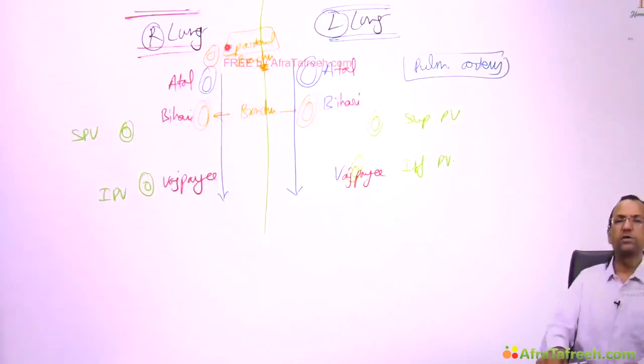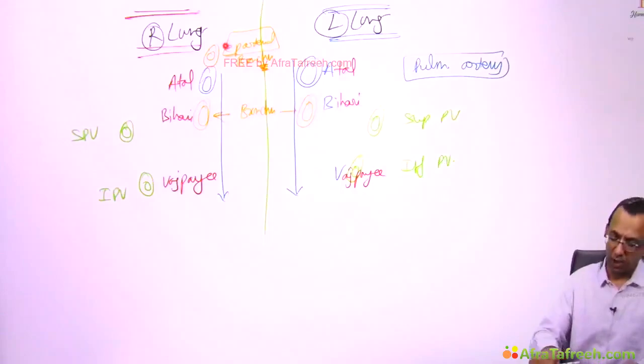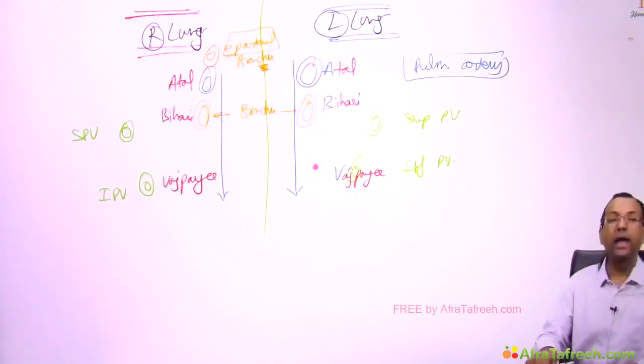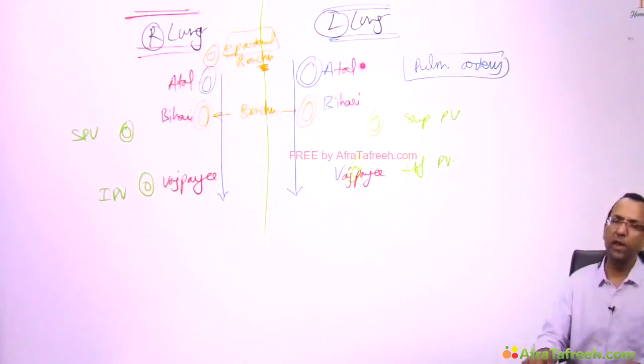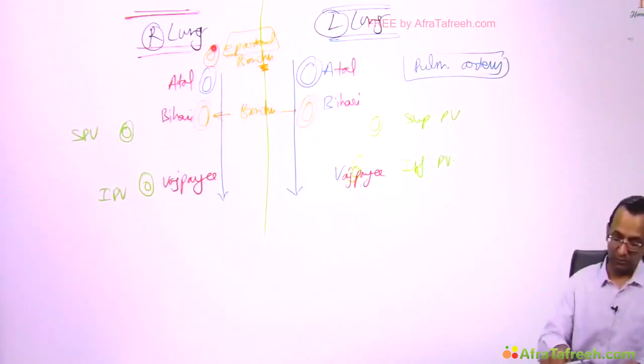Why do we want to know all that? Because there is a question simply asking: who is the superior most in the hilum of the left lung? What is your answer? It must be the Atal. What is that? Pulmonary artery. Yes. And who is the superior most in the hilum of the right lung? This time it cannot be Atal. So it is the eparterial bronchus.